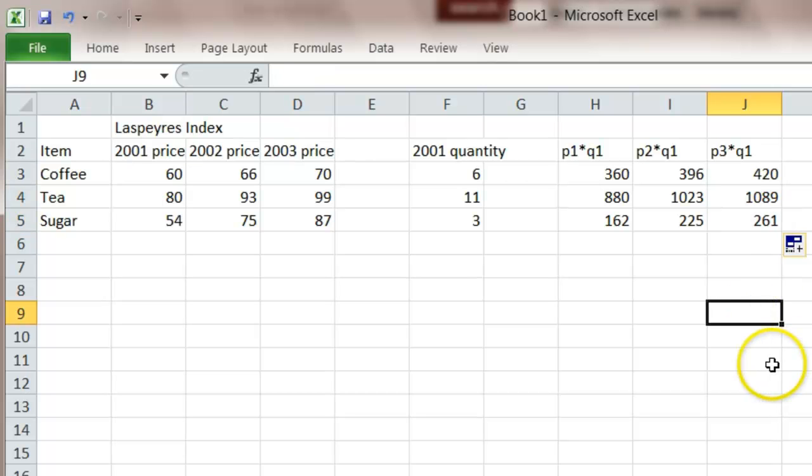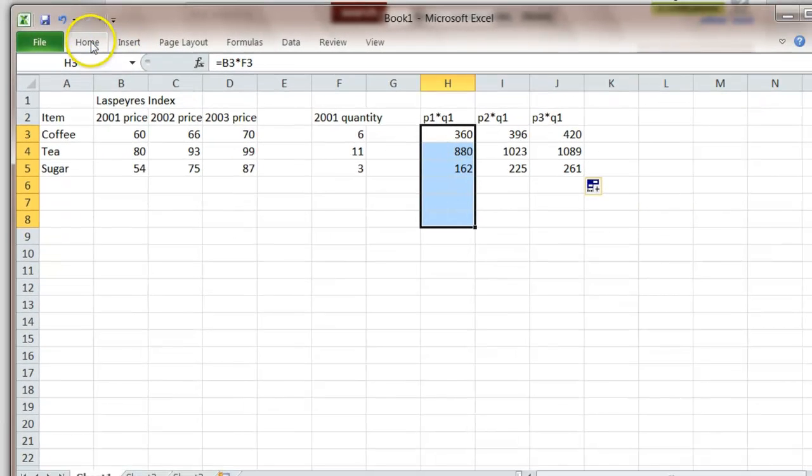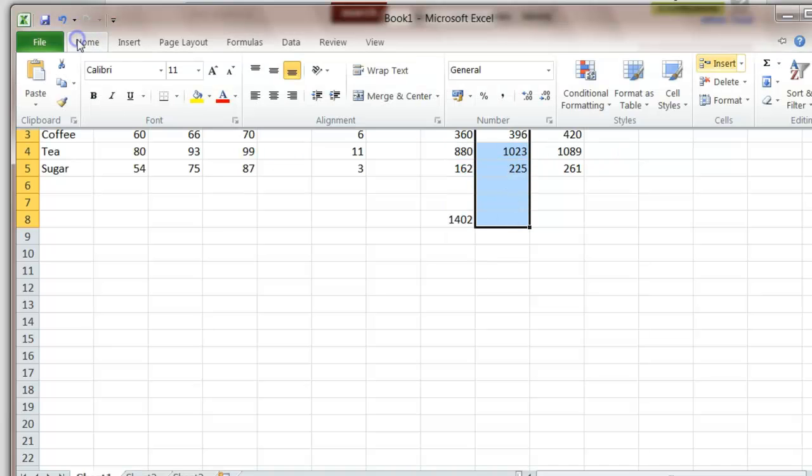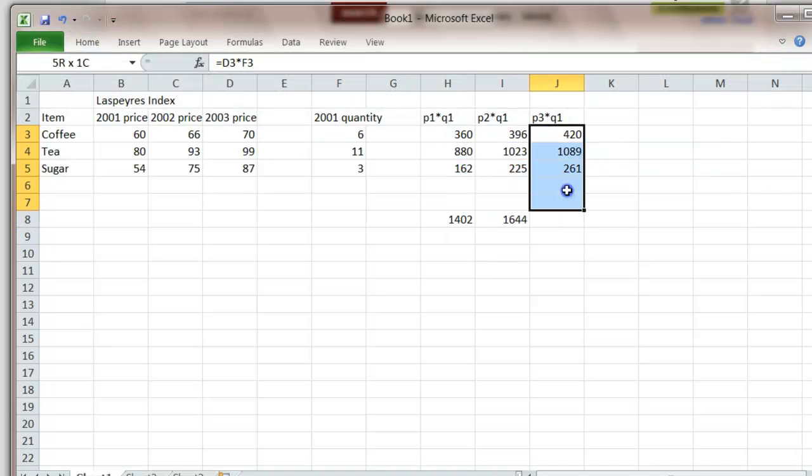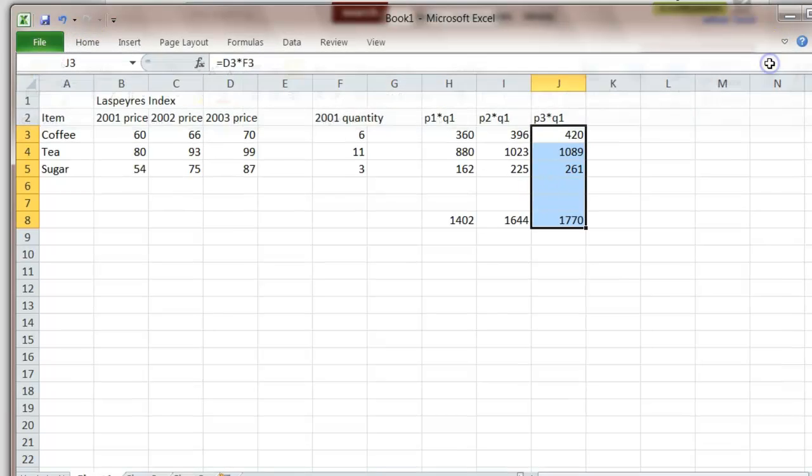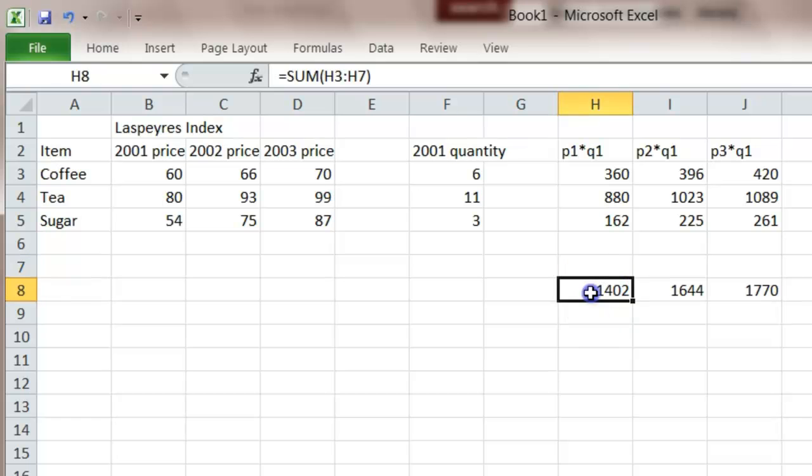And now I find the total cost of the basket in each of these years. So I click and drag the Home sigma, and these totals are what I then use to work up my index numbers.